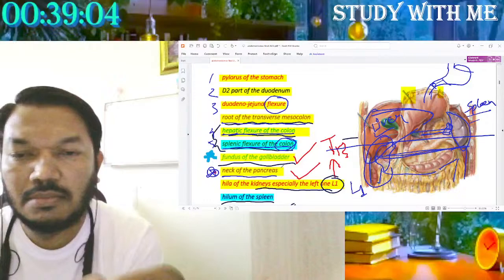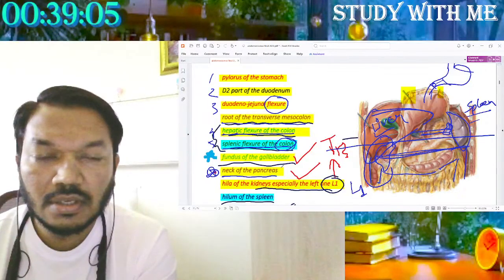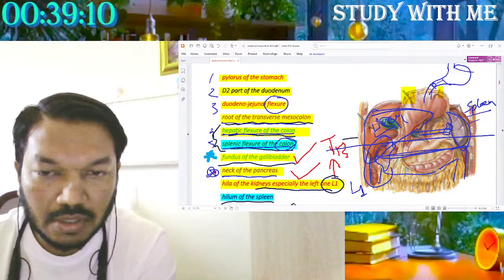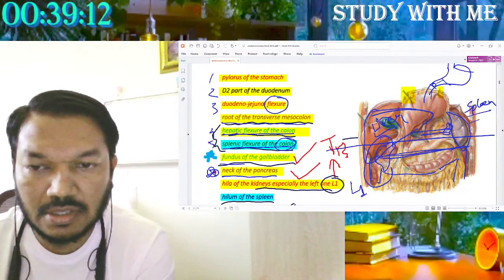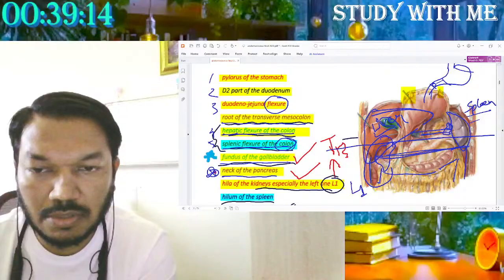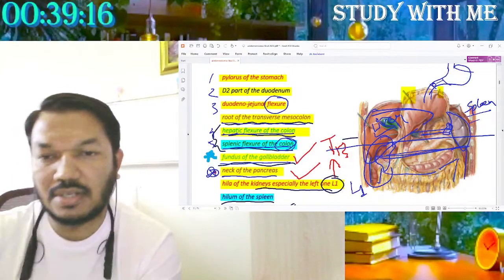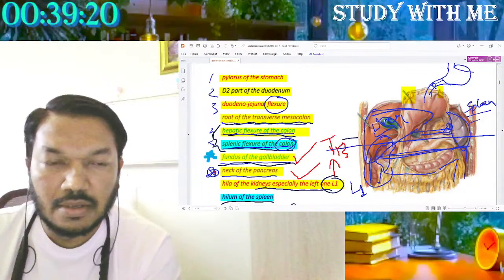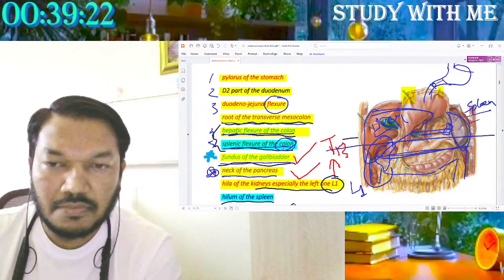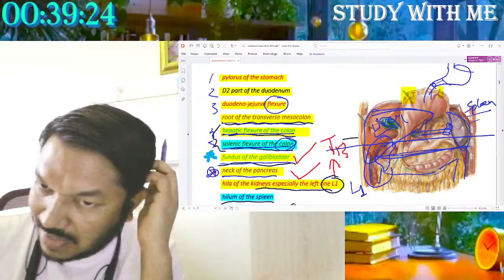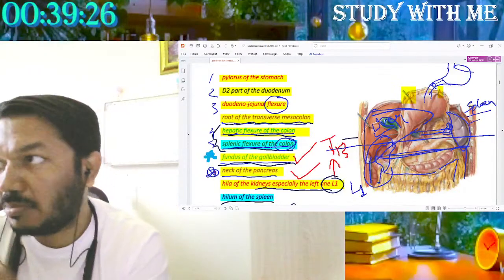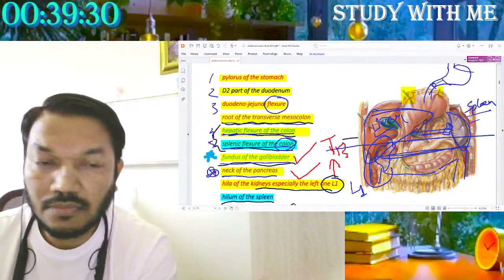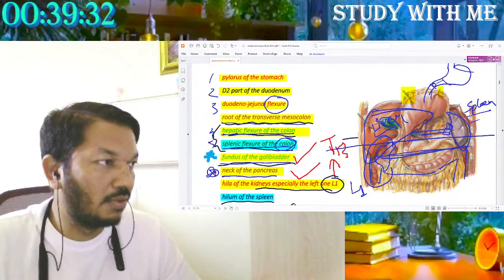Then we have the liver, and another important part is the gallbladder. Which part of the gallbladder? Fundus of the gallbladder. This is an exam question. Which part of the gallbladder remains in the transpyloric plane? Fundus of the gallbladder. Exactly, the fundus of the gallbladder will remain in the transpyloric plane.